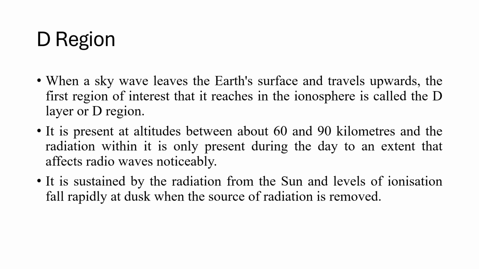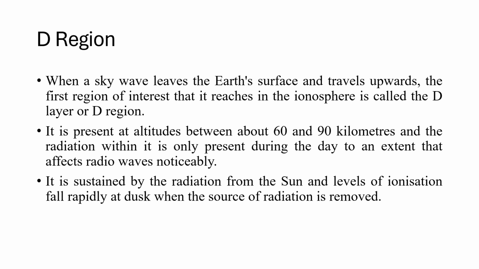The D region is one part of the ionosphere. When a sky wave leaves the Earth's surface and travels upward, the first region it reaches in the ionosphere is called the D region. The D region is also named the D layer. It is the first layer of the ionosphere, present at an altitude of around 60 to 90 kilometers from the Earth's surface.